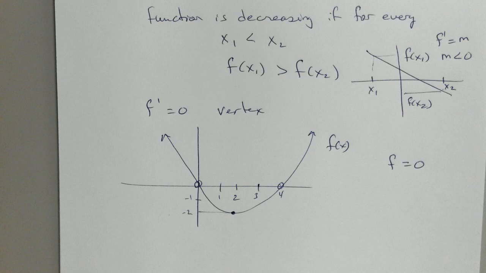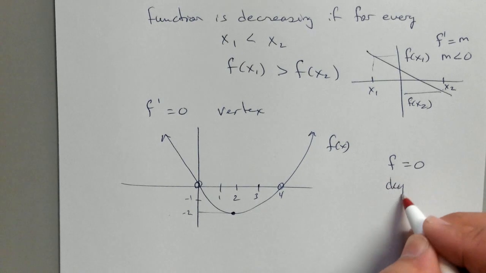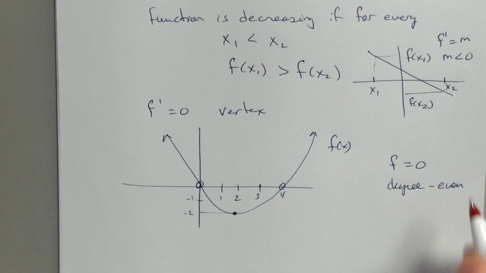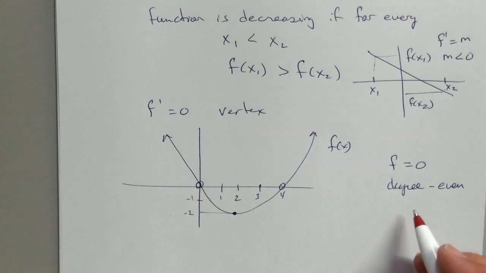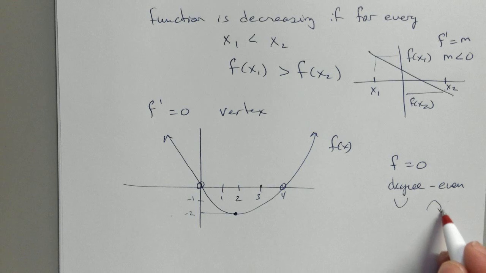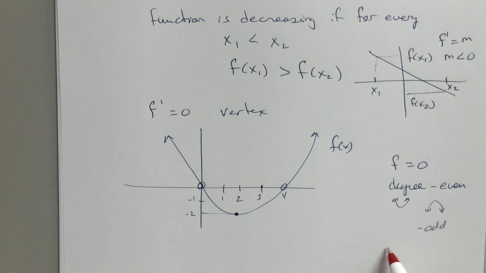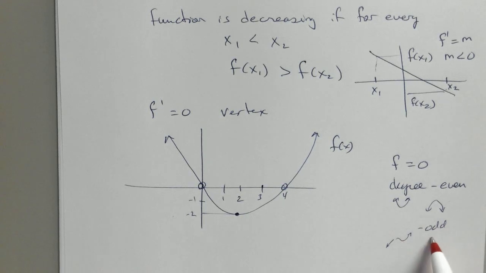So what else can you tell me about the original function itself, about f of x? You can tell me the degree. Yeah, that tells us the shape of the curve and the end behavior. We can look at the degree of the polynomial. If the degree is even, what do we know about the graph? Yeah, both ends point in the same direction. If the degree is odd, then it's either an increasing function or a decreasing function.